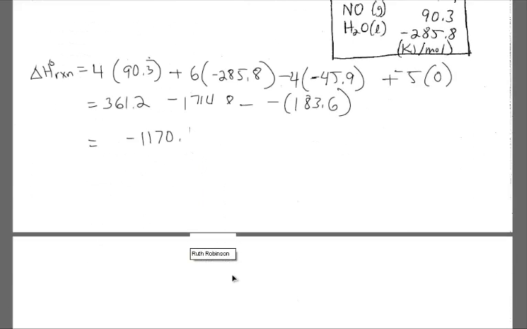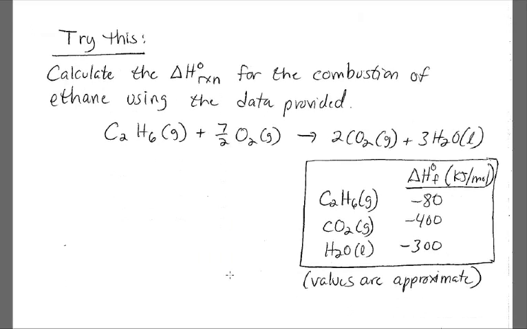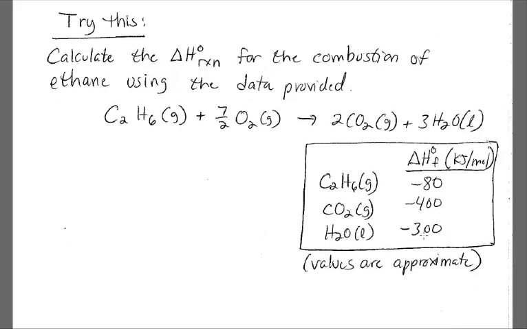All right, now you try one. And this is for the reaction of the combustion of ethane. Okay, ethane and oxygen makes carbon dioxide and water. We have some heats of formations given to you. I rounded them to make them a little easier to work with. And so stop the video and try to calculate a delta H, and then check your answer.